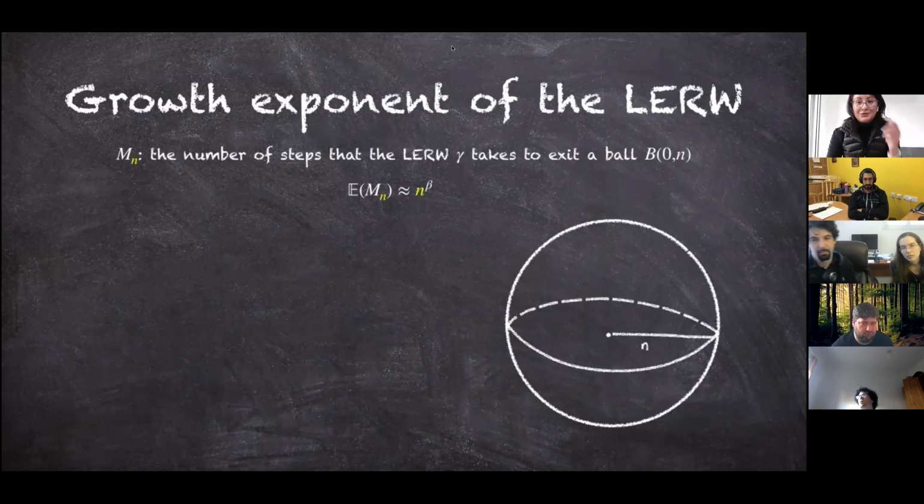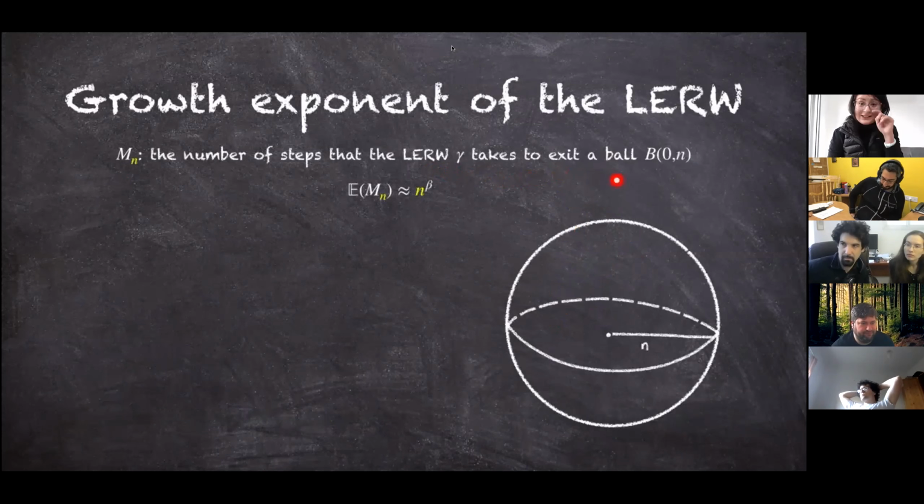And if we're looking at the parameterization, then we need to rescale. And for this, an important element becomes the growth exponent of the loop-erased random walk. I denote by M_n the number of steps that the loop-erased random walk takes to exit a ball of radius n. You know, a loop-erased random walk starts with a random walk.